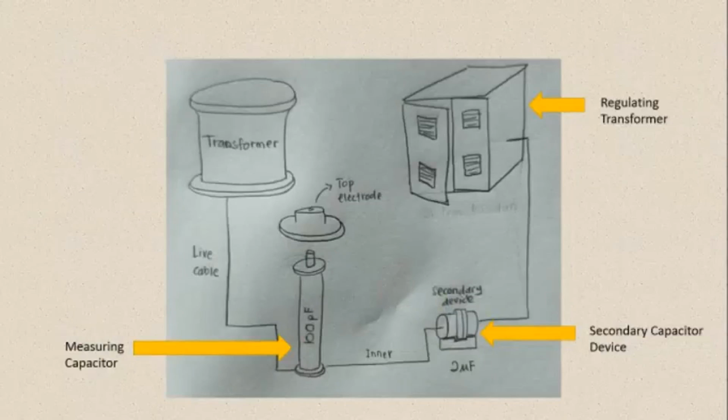These are the full connection of the system. As you can see, they are labeled the regulating transformer, secondary capacitive device, and measuring capacitor.